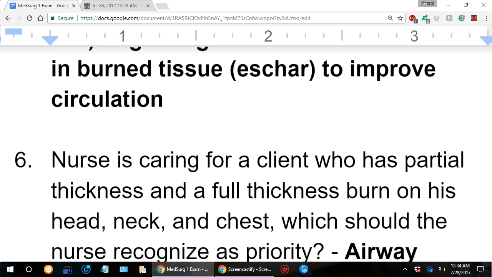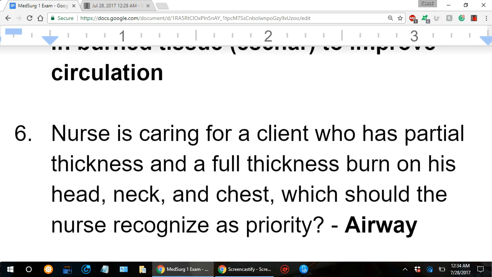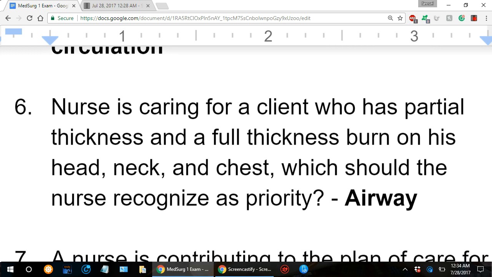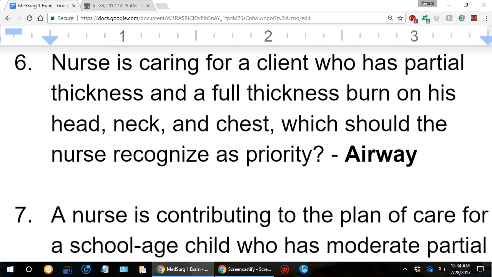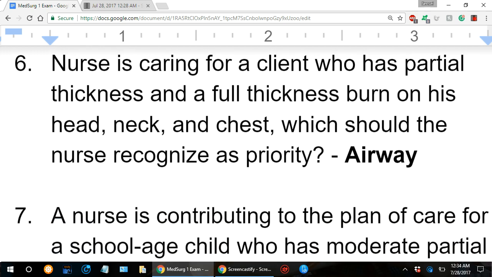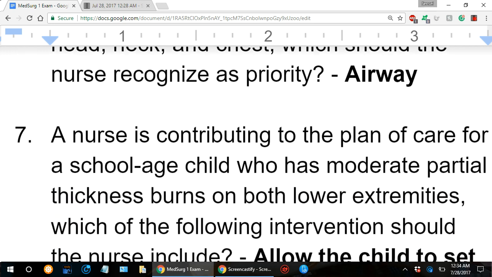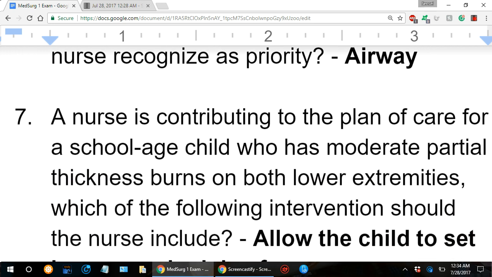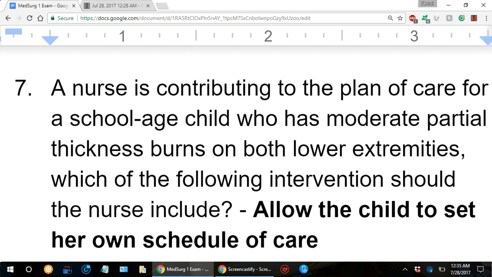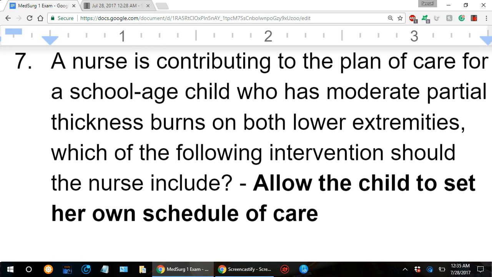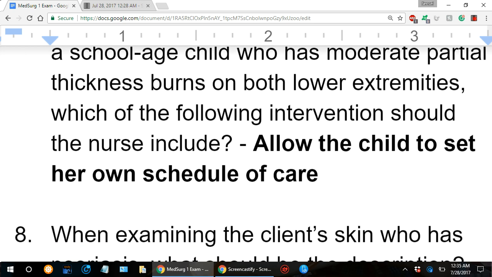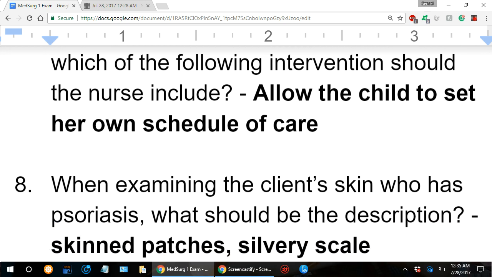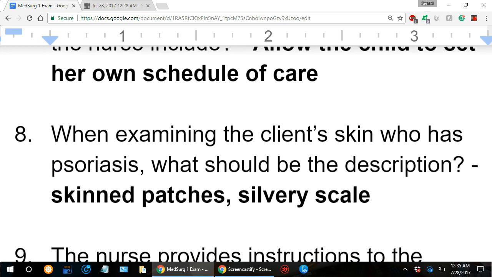Nurse is caring for a client who has partial thickness and full thickness burns on his head, neck, and chest. Which should the nurse recognize as priority? The answer is airway. A nurse is contributing to the plan of care for a school-aged child who has moderate partial thickness burns on both lower extremities. Which of the following interventions should the nurse include? Allow the child to set her own schedule of care.